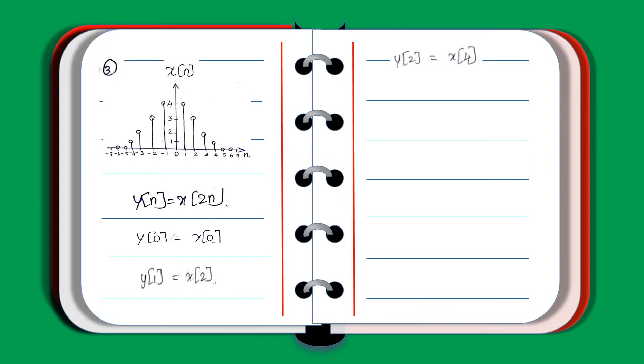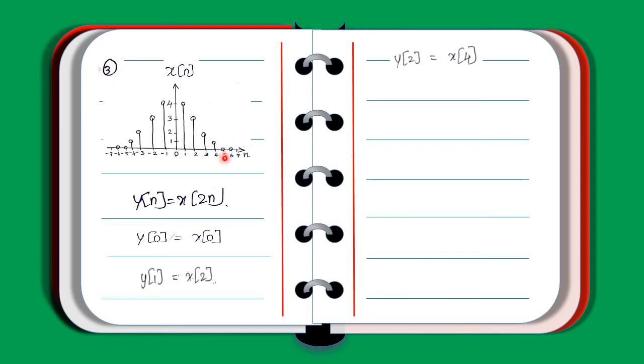Similarly, y of 2 is equal to x of 2 into 2, that is x of 4. From the graph of x of n, x of 4 is equal to 1, that is y of 2 is equal to 1. Now y of 0 is equal to x of 0, 0. Y of 1 is equal to x of 2, that is 3. Y of 2 is equal to x of 4, that is equal to 1.